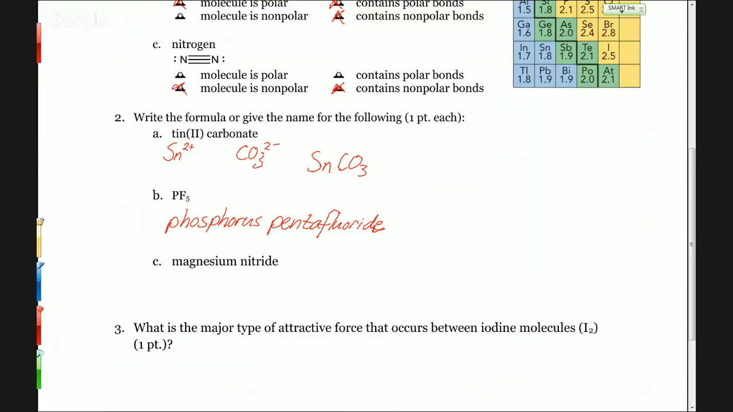And finally, magnesium nitride. Magnesium is Mg2+. We know it's 2+ because it's in the second column, group 2A. And then nitride is N3-. And we've practiced this a little bit. To get the 2+ and the 3- to balance out, we need 3 of the 2+ and 2 of the 3-. So that compound will end up being Mg3N2.